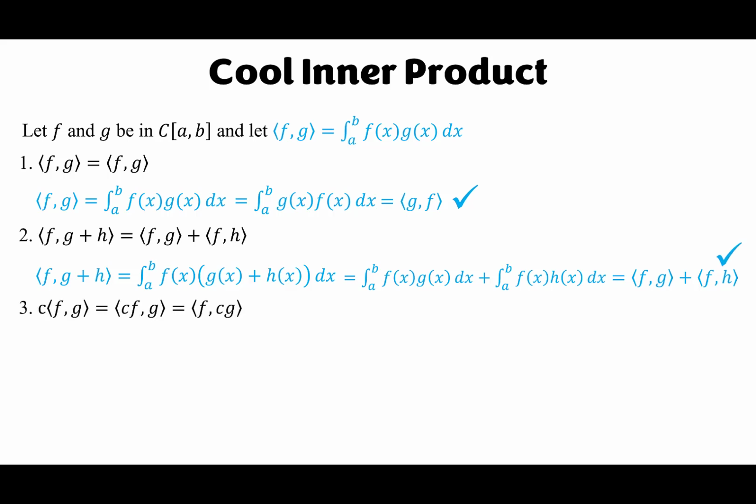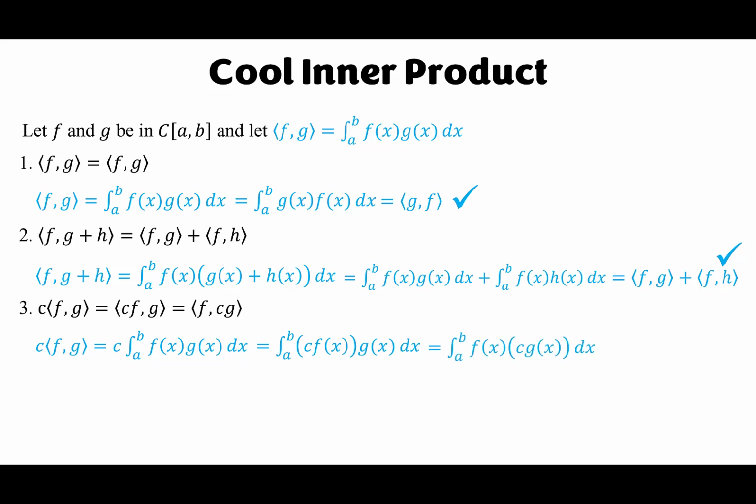Property 3, the placement of the c doesn't matter is what we're checking. So c multiplied by the inner product of f and g is defined to be c times the integral. But we know with integrals we can bring a constant multiple inside or have it outside, doesn't matter. So you can have it being multiplied by the f, or you can have it being multiplied by the g. So we've shown the placement of the c doesn't matter for this inner product.